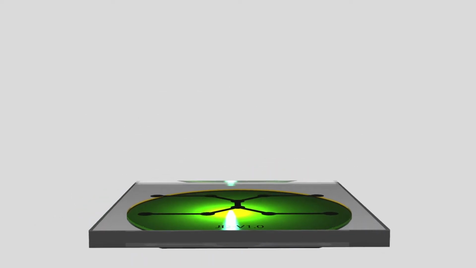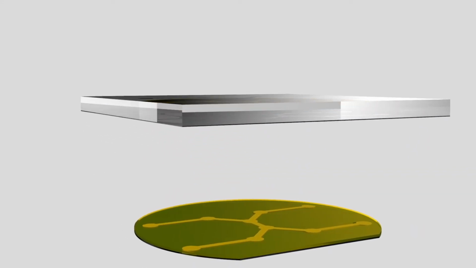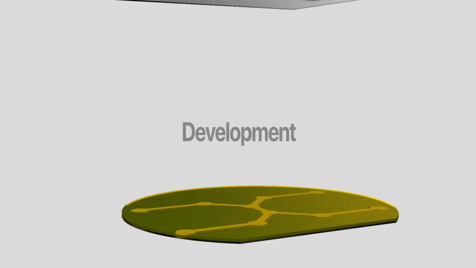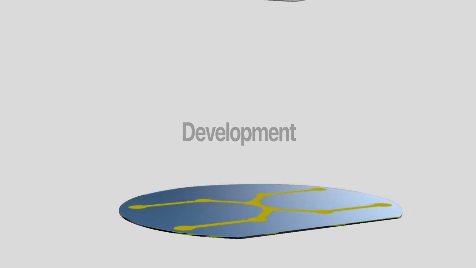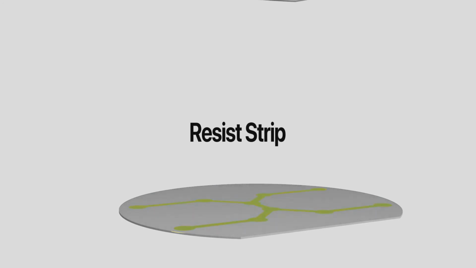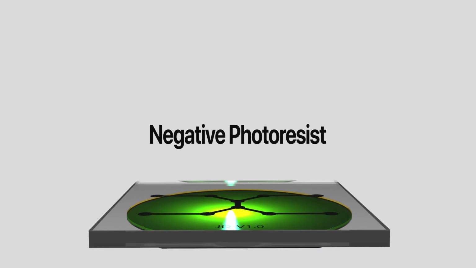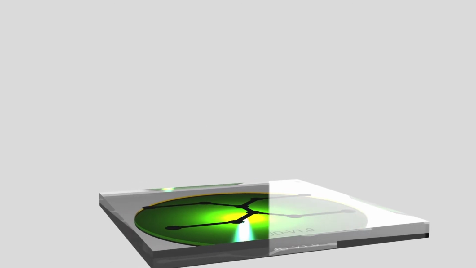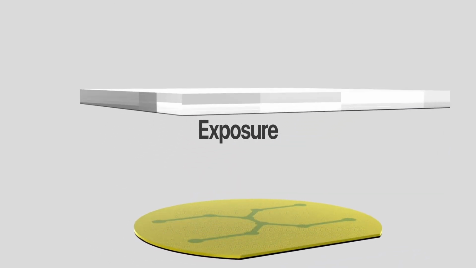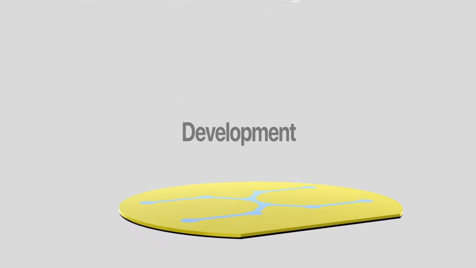If you use a positive photoresist on your wafer, the part of the resist exposed through the mask will become soluble and wash out during development, leaving the underlying material visible for further processing. With a negative photoresist, the opposite is true. The photoresist polymerizes and remains on the wafer after development, and this time the non-exposed areas will wash out.